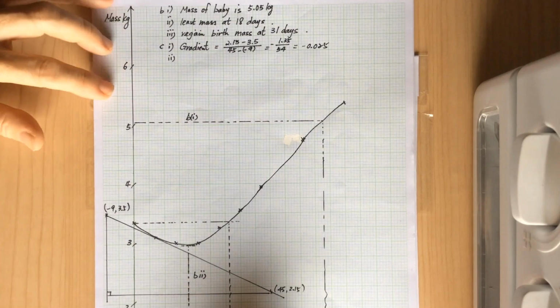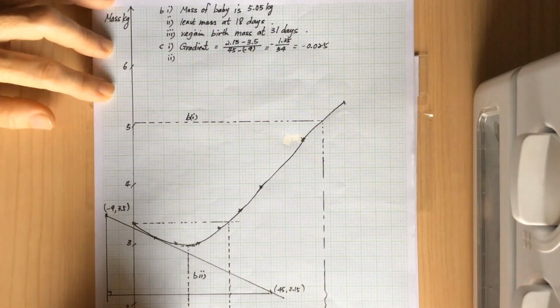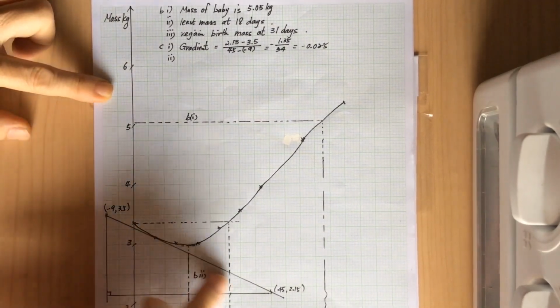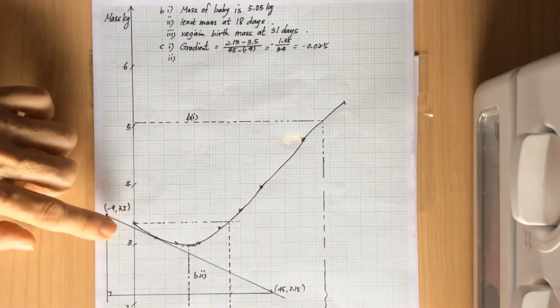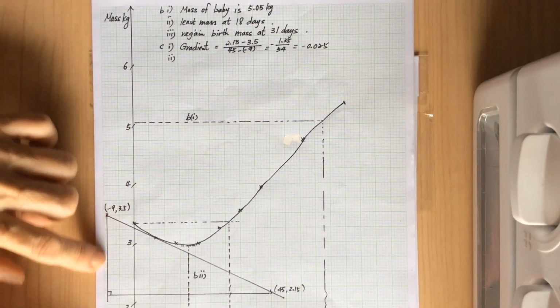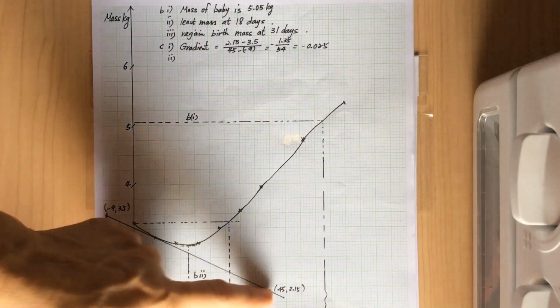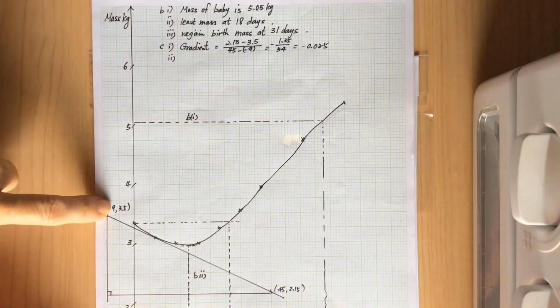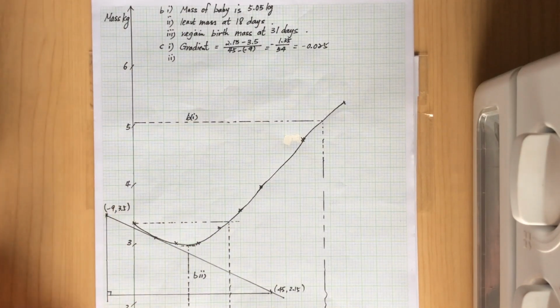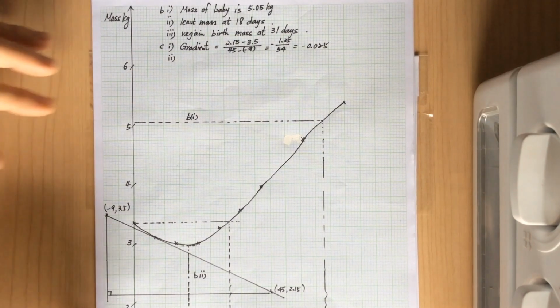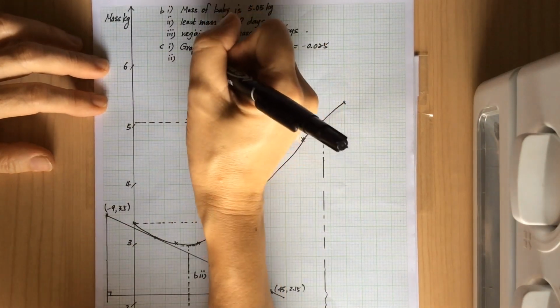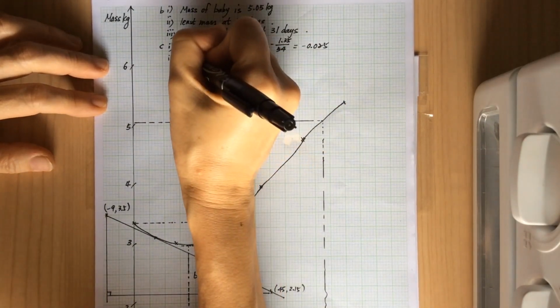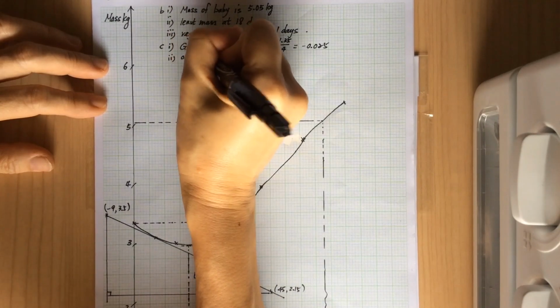Next one, what does this gradient represent? You see the gradient means I'm having this gradient, right? So you can see that the weight is decreasing when the time goes up. Time goes from a smaller time to a bigger time, whereas the weight goes from a bigger weight to a smaller weight. So that means there is a reduction of the baby's mass. So how do I explain what the gradient represents? I say that it's on the 7th day.